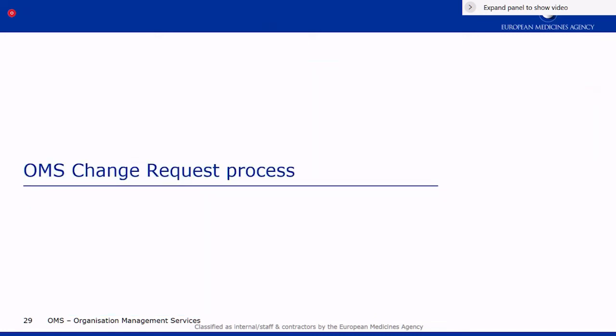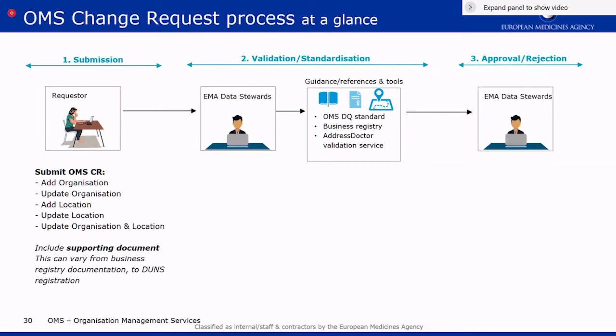Now, going into the change request, one of the gateways that the user uses to update our dictionary and to get in touch with us. In a nutshell, the requester can submit all sorts of change requests to our dictionary. There is a three-step approval for the change request. We have the first step, which is the submission. The requester goes to our portal and submits the relevant changes, either to add another organization or location, or to update any of the current records that we have.